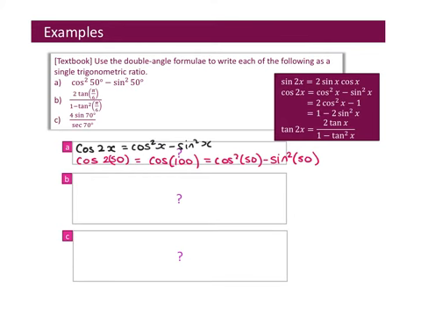Then for the next one, we have 2 tan of pi over 6 over 1 minus tan squared pi over 6. So if we have a look, this matches this one here. Our x is in fact pi over 6. So we know that this is going to equal tan of 2 lots of pi over 6, which equals tan of pi over 3.